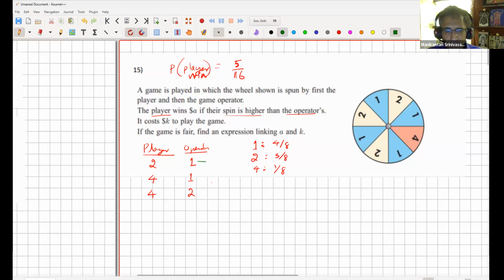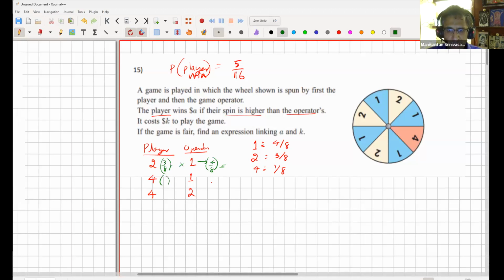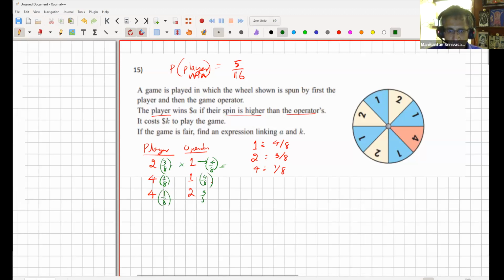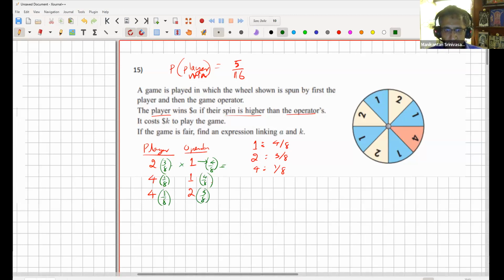So what is the probability? The player must score 2, which is 3/8, and this guy must score 1, which is 4/8. So it's 3/8 times 4/8. I'm just multiplying the fractions, not the numbers, right? And for this one, he must get a 4, which has probability 1/8, and this guy must get a 1, which is 4/8. And in the last case, he must get a 4 and the operator must get a 2, which is 3/8. So it's the product of these.